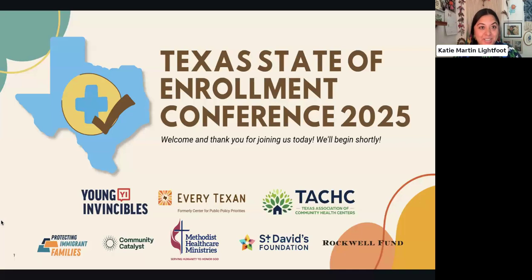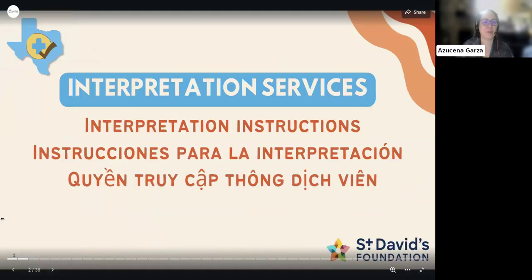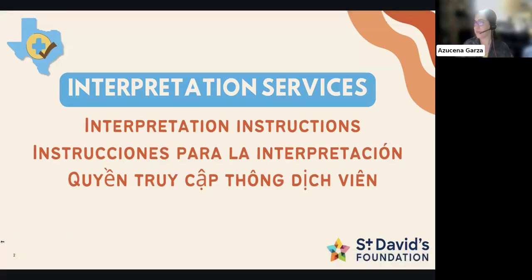Just as we have started our other three sessions, we will be beginning things off with interpretation instructions for our attendees. As a reminder, if you are in the Zoom lobby, we invite you to join us in the webinar, and I will pass it over to Azucena to go through the instructions. Thank you so much. Can we start the interpretation, please, with Vic and Q?